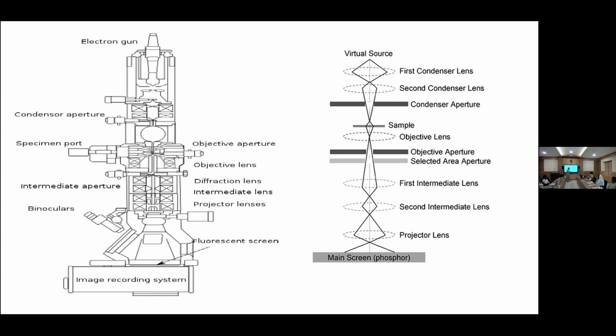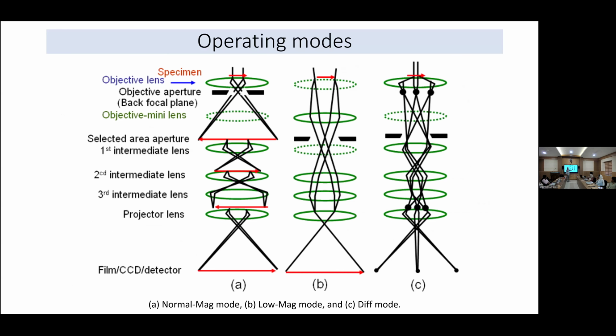These are the different operating modes. This is the normal mode, this is the low mag mode, and this is the diffraction mode. If we want to analyze one sample, first we should go to the area of interest. For that, we should see all over the sample. To choose a region, we use very low magnification, like our optical microscope magnification, so we can see most of the regions. Then we go to the mag mode, where we can go up to 1.5 lakh times magnification. At that magnification, we use it for lattice imaging.